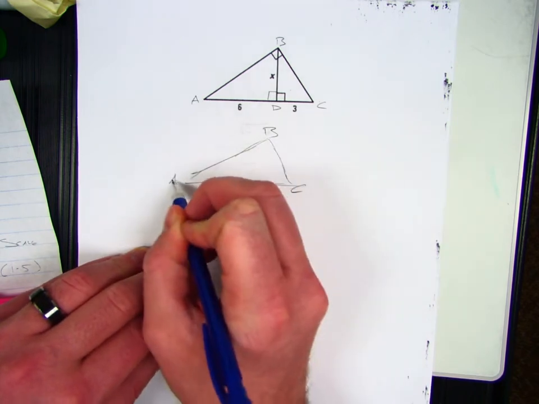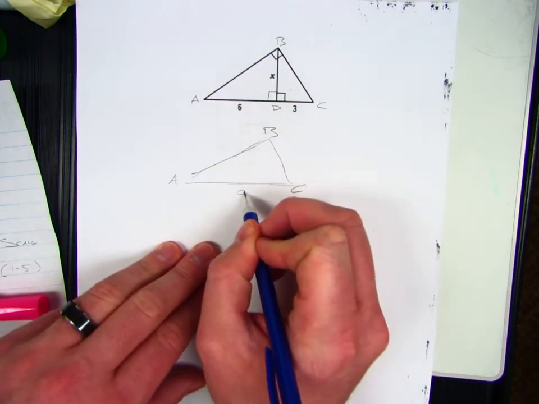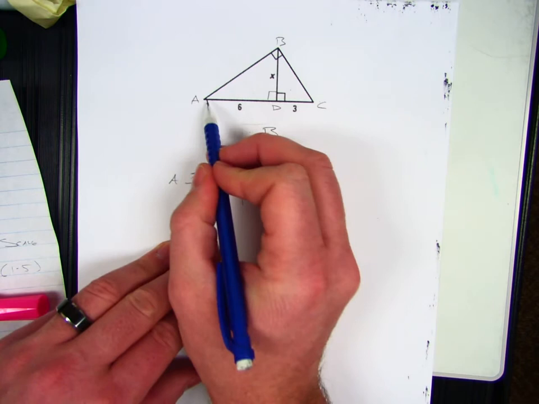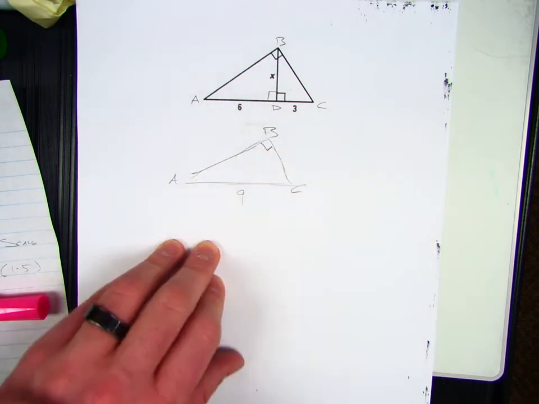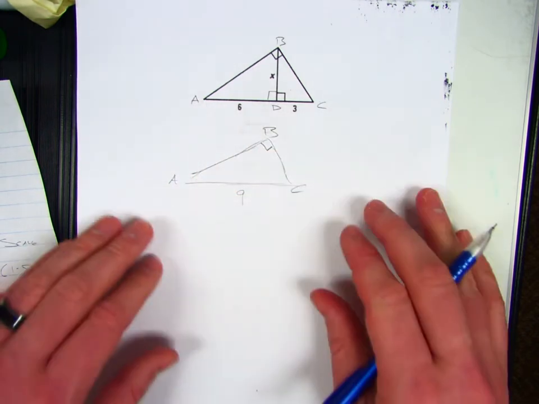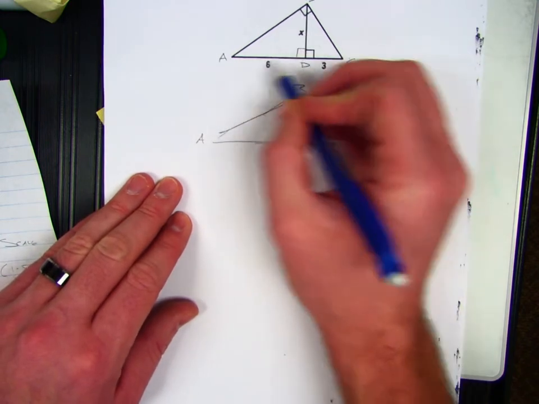And these drawings are obviously not going to be perfect. But I'm going to label what I know. I'm going to label that this B is a right angle, and that if that's 6 and that's 3, that AC must be 9.